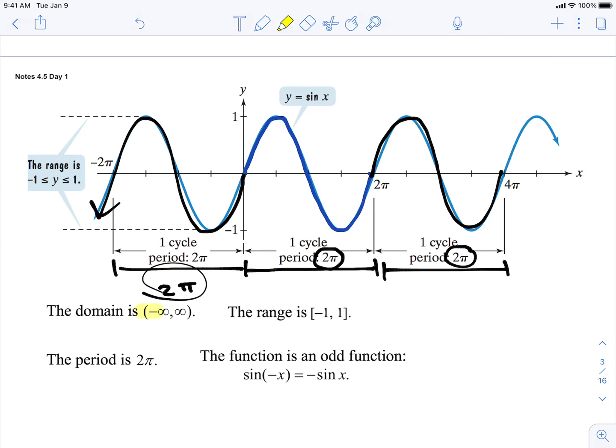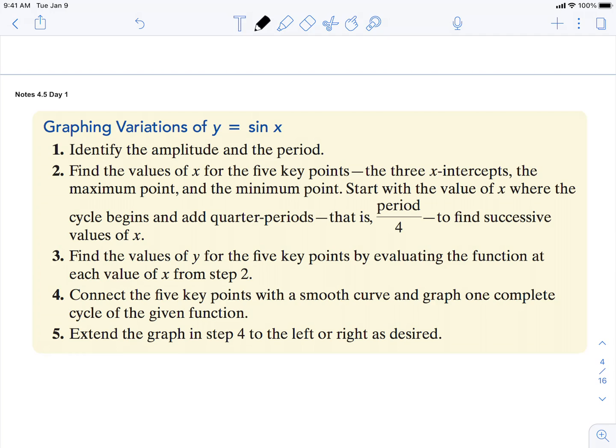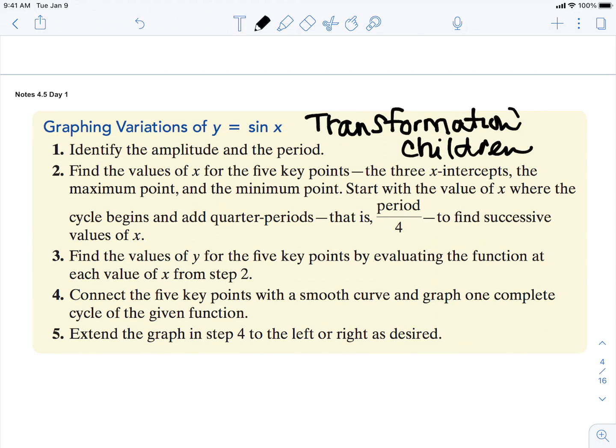Please highlight that the domain of a sine function is all real numbers. Its range is -1 to 1, so that's your y values. The period is 2 pi, and it is an odd function. There will be some variations from the sine function, so we call these transformations. They're like the children, the change from the parent. So here are some steps that we'll follow on further examples. You can pause if you'd like to read those steps.